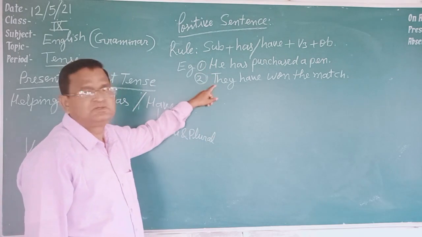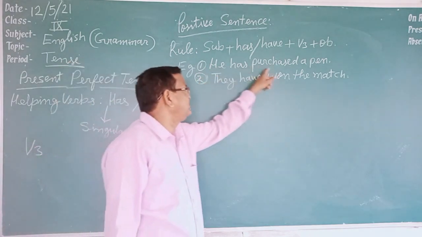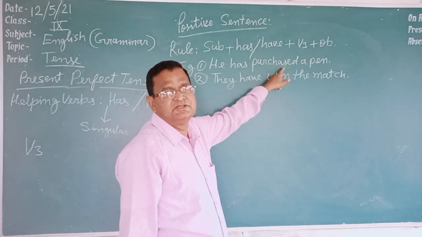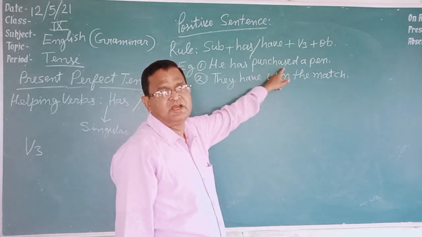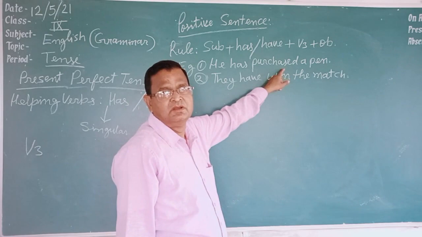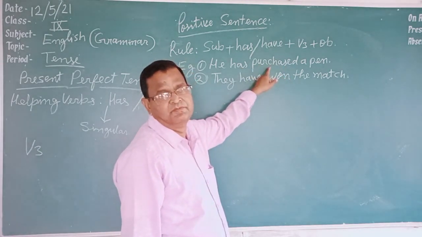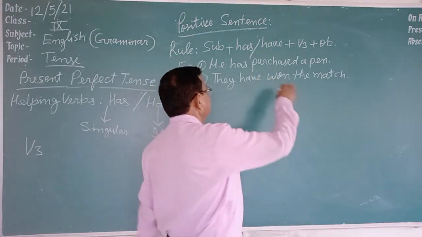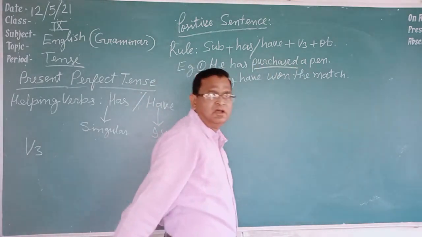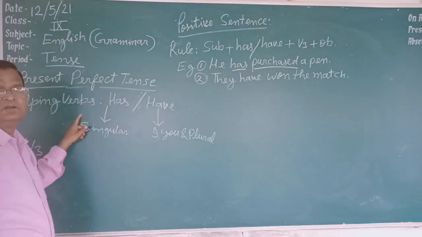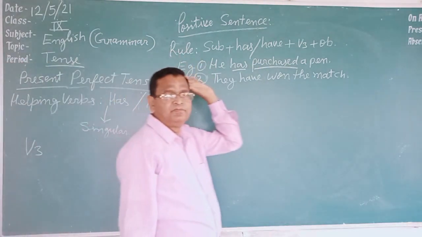Students, if you see these two sentences, he has purchased a pen, they have won the match, you have to find out which tense it is. I have told you the recognition of any tense. You can recognize it by its helping verb and form of the main verb. Here, the third form of purchase has been used and the helping verb has has been used. So it is present perfect tense.